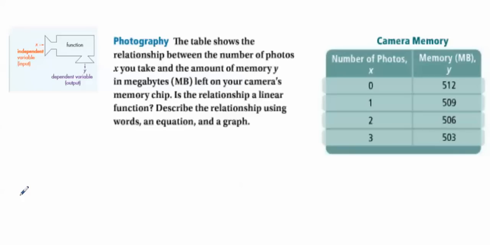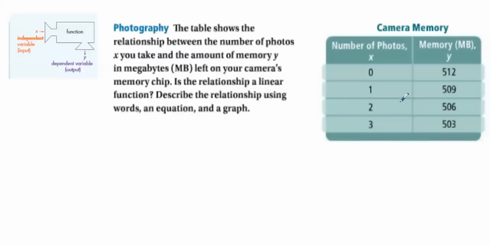Here's another example talking about photography. It says the table shows the relationship between the number of photos x you take and the amount of memory in megabytes left on your camera's memory chip. Is the relationship a linear function? Describe the function using words, an equation, and a graph. What you need to do is first take a look and see if it is in fact a linear function.